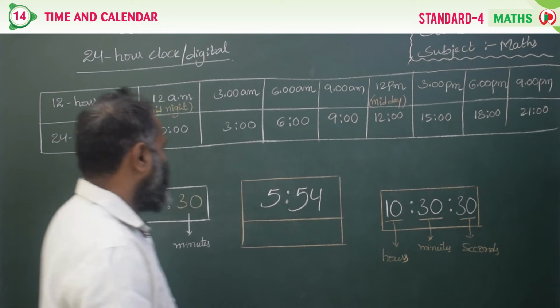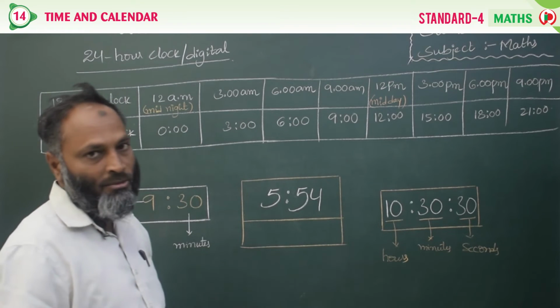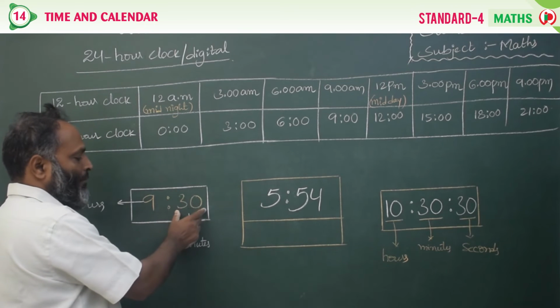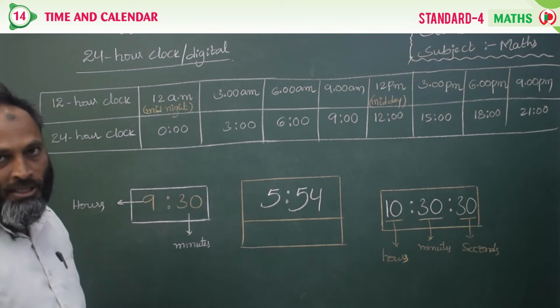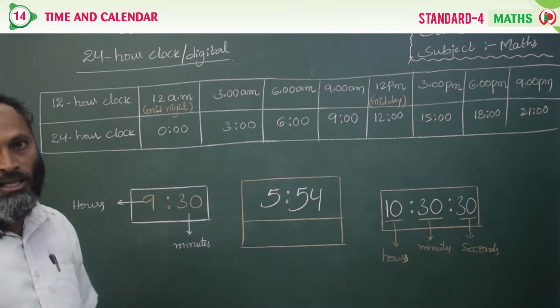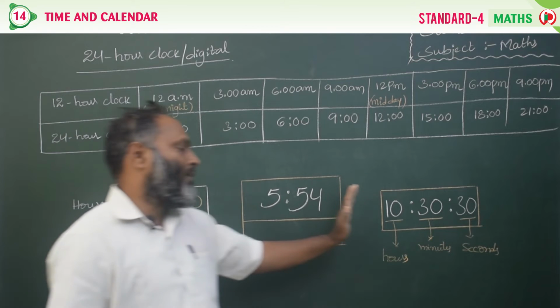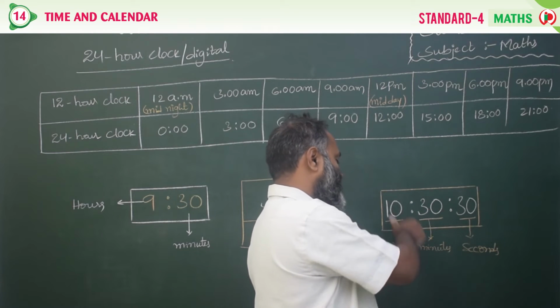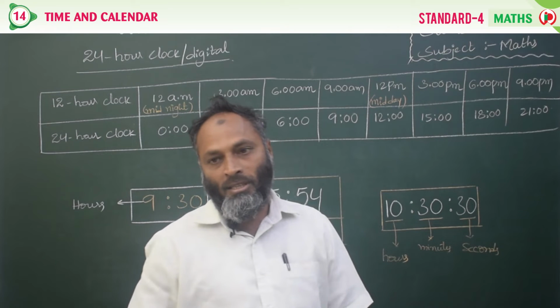These various types of digital watches are given in your textbook. In digital watches, generally the right numeral represents minutes, and the left numeral represents hours. In some digital clocks we have three numerals. The right one is the seconds, the middle one minutes, and the last one represents hours.